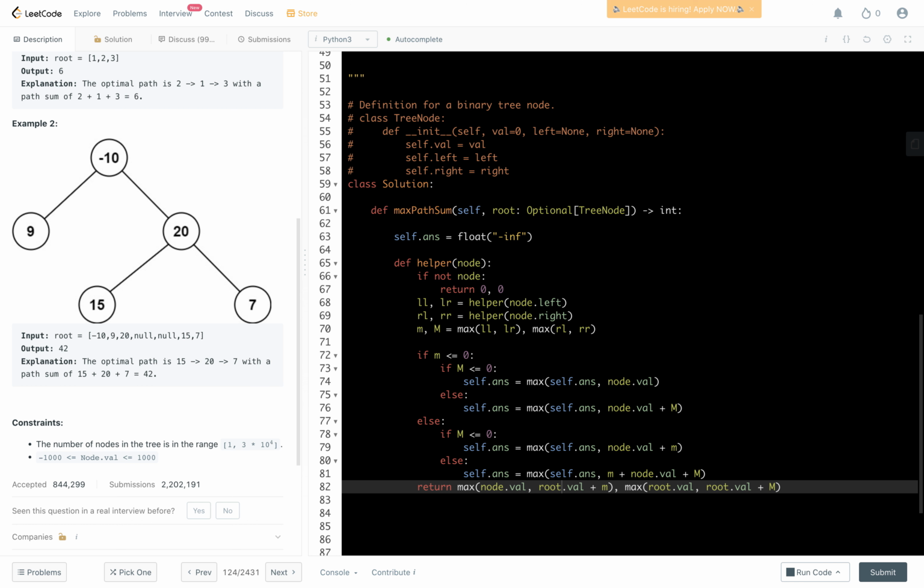So that's the helper function. So here, let me check. I use node here, node. So let me change to node.